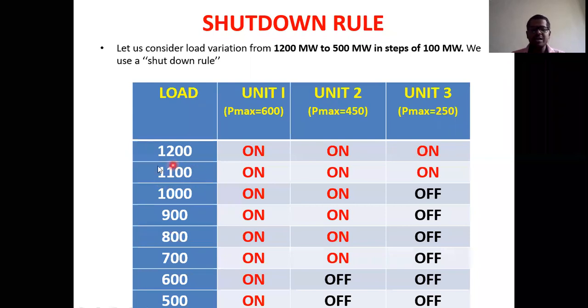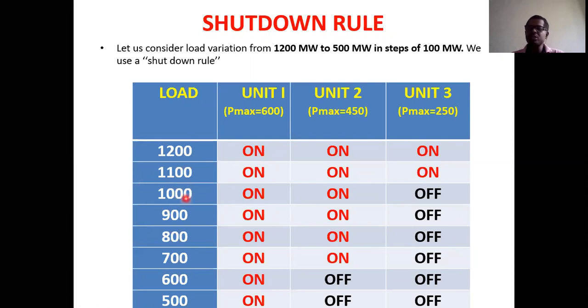Similarly, consider 1100 megawatts. Can you meet the load of 1100 megawatts by using the first 2 units? Not at all possible, because 600 plus 450 is how much? 1050. But the load here is 1100 megawatts. So that's why, in order to meet this 1100 megawatts also, we must put all the 3 units in on condition only. And the next one is 1000 megawatts.